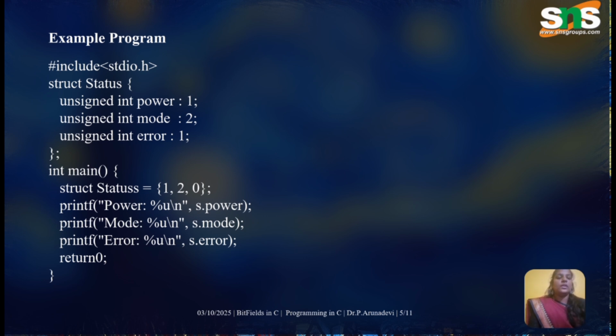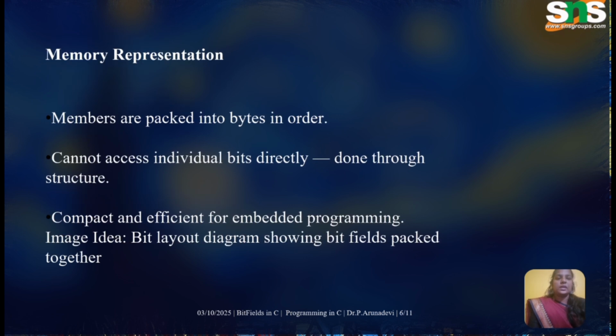Next, zero-width and unnamed bit fields. Unsigned int colon 0 forces the next bit field to start at the next allocation unit boundary. Often the next unsigned int is useful to align fields to a new storage unit. An unsigned int with 3 bits that has no name acts as a padding of 3 bits.